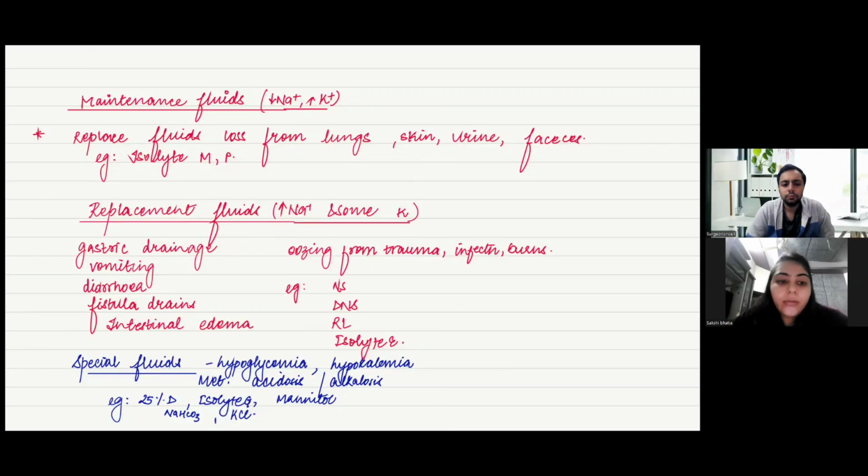Then we also have special fluids which can be given in hypoglycemia and hypokalemia patients or metabolic acidosis or alkalosis cases, like 25% dextrose, isolyte G, mannitol, or potassium chloride.